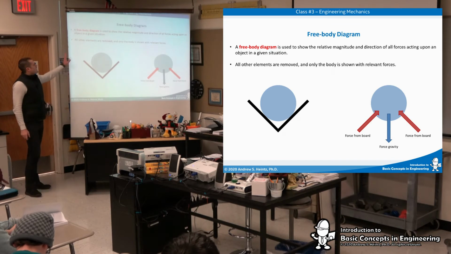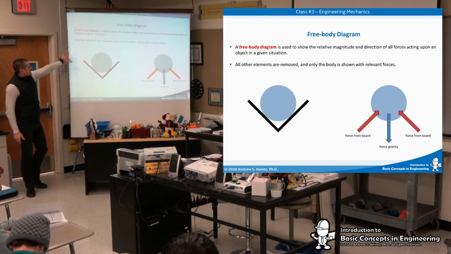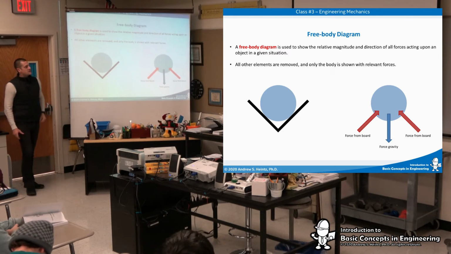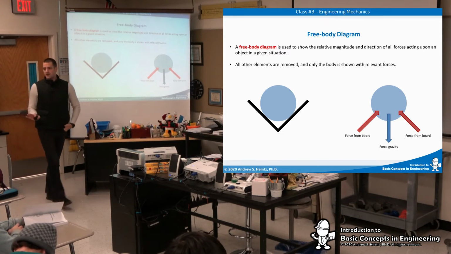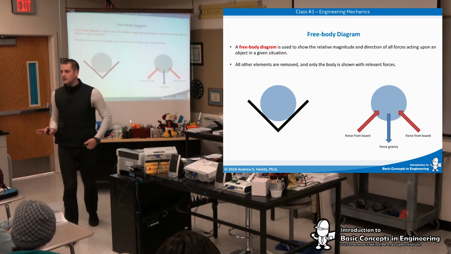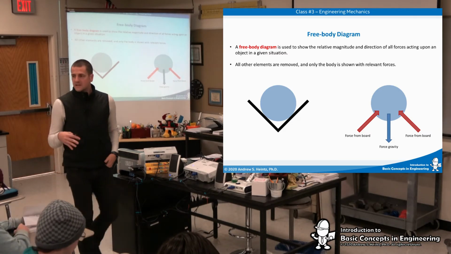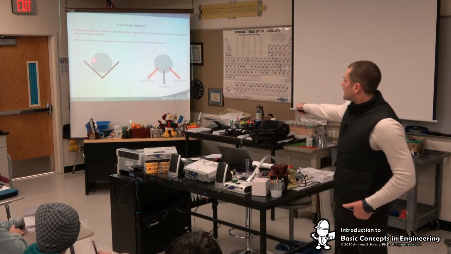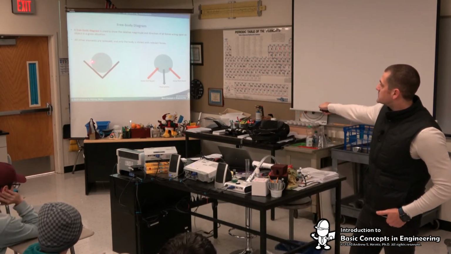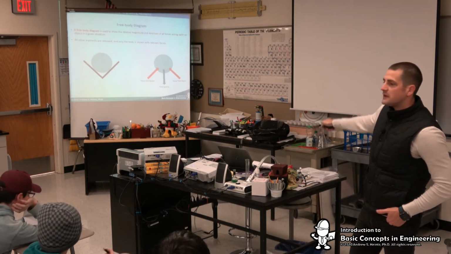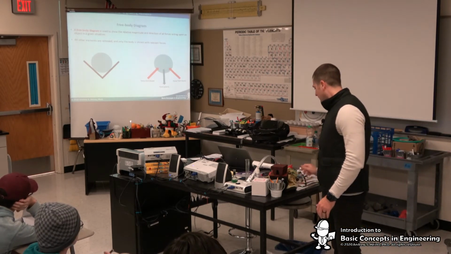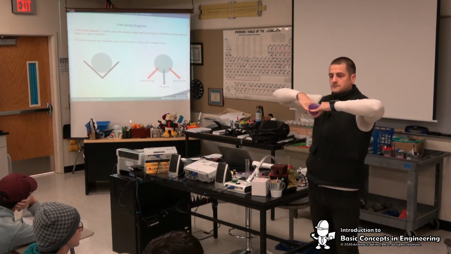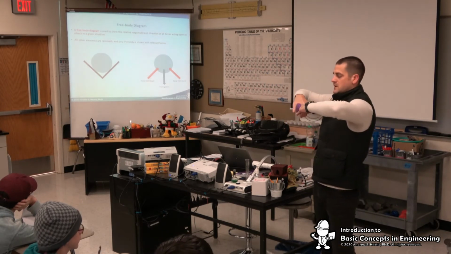All right. So let's talk free body diagrams. A free body diagram is what we use to show the relative magnitude and direction of all forces acting on an object. Because remember, that's what we functionally care about, the forces acting on our rigid body. Okay? So in this case, I have this ball here, a horribly drawn picture of a ball sitting in a V, right? So it'd be something like this. Simple enough?